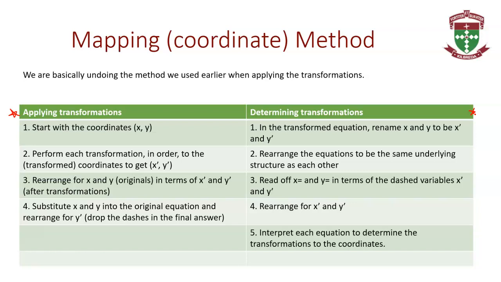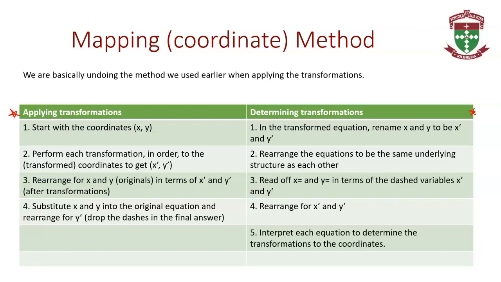All right, so let's have a look at the steps in determining the transformation. This is what you would do by mapping. You can't always determine transformations just by inspection. It's always good if you can, but it's not always going to be possible. In the first step, in your transformed equation, rename x and y to be x dash and y dash. That's our image.